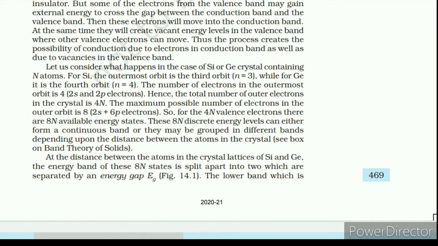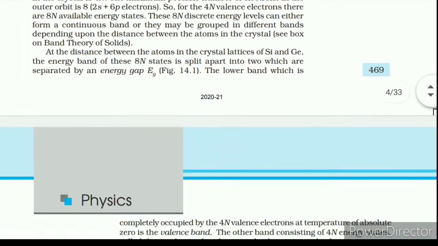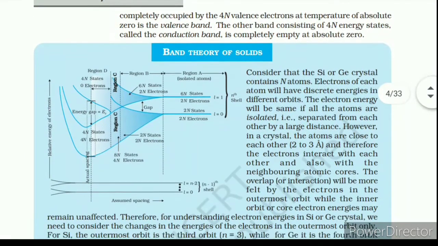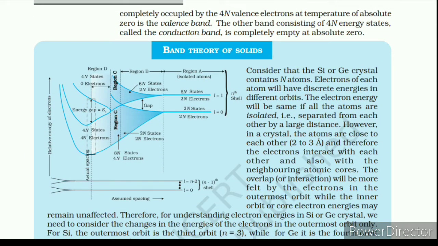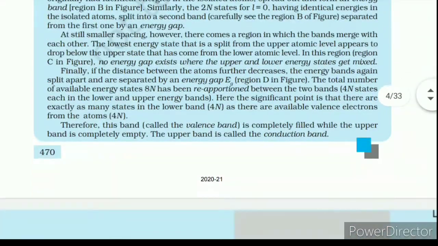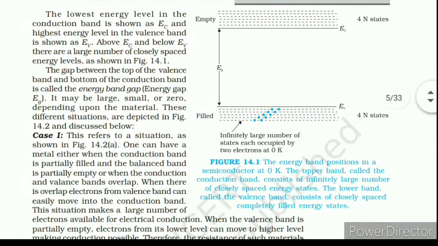Case 1. This refers to a situation as shown in figure 14.2a. One can have a metal either with the conduction band partially filled and the valence band partially empty, or when the conduction band and valence band overlap. When there is overlap, electrons from the valence band can easily move into the conduction band. This situation makes a large number of electrons available for electrical conduction. When the valence band is partially empty, an electron from its lower level can move to a higher level, making conduction possible. Therefore, the resistance of such materials is low and conductivity is high.